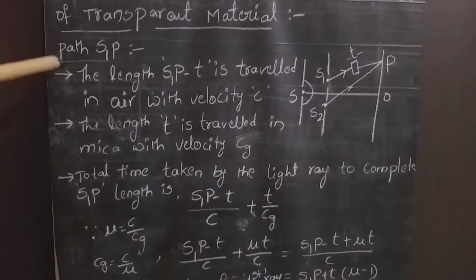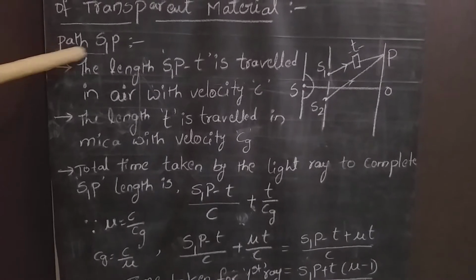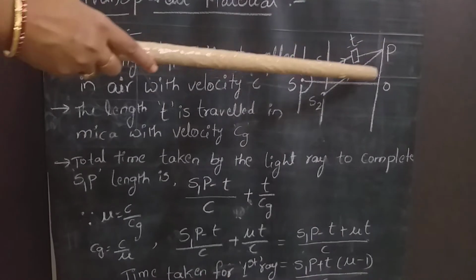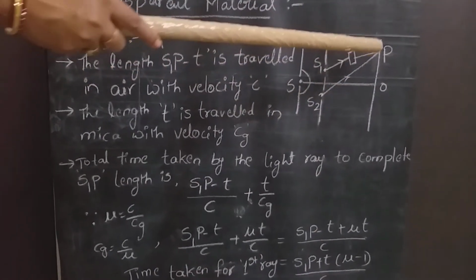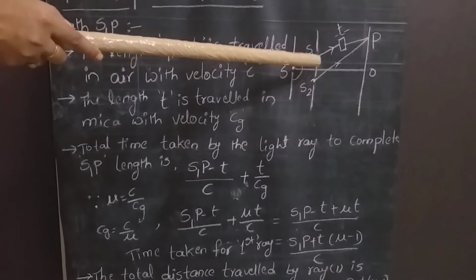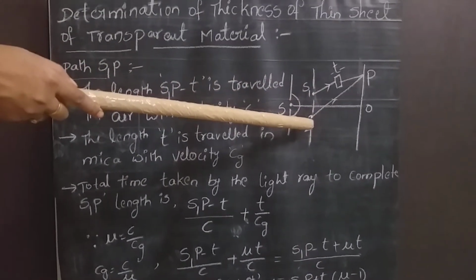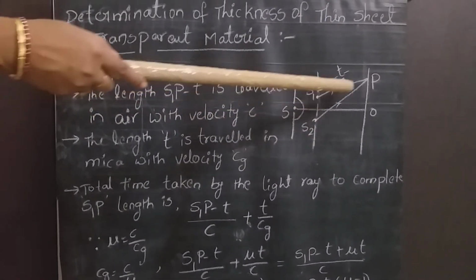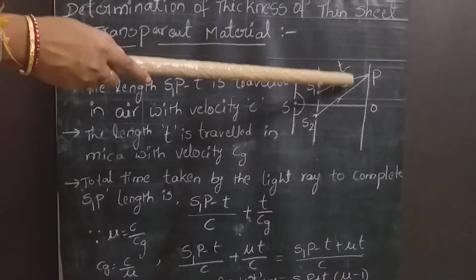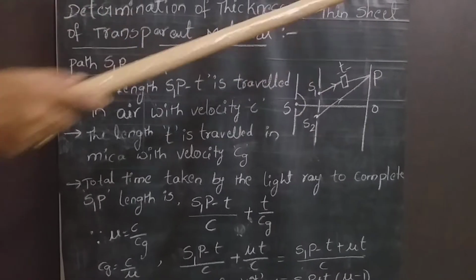You see here, I am talking about the path S1P. I am completely describing the first path S1P. Later I will discuss S2P. After that we need to find out how much path difference is going to take place between S1P and S2P after introducing one thin sheet in the path of S1P.